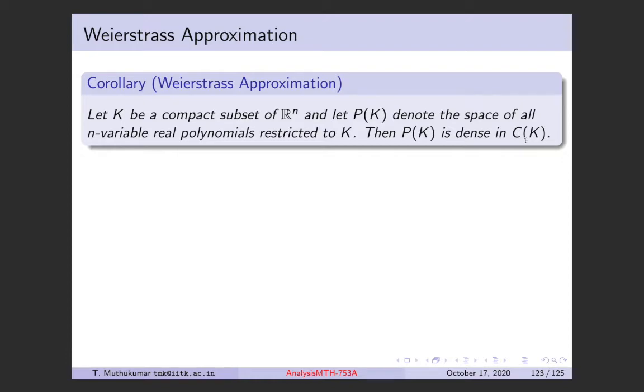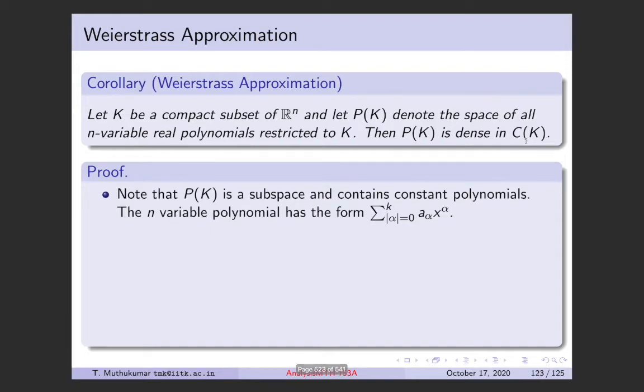For instance, we started the lecture by actually showing that there is a sequence of polynomials uniformly converging to mod x. Mod x is a continuous function, and you can approximate it by polynomials. Weierstrass actually says that this can be done for every continuous function, not just mod x. Okay, so what is the proof?